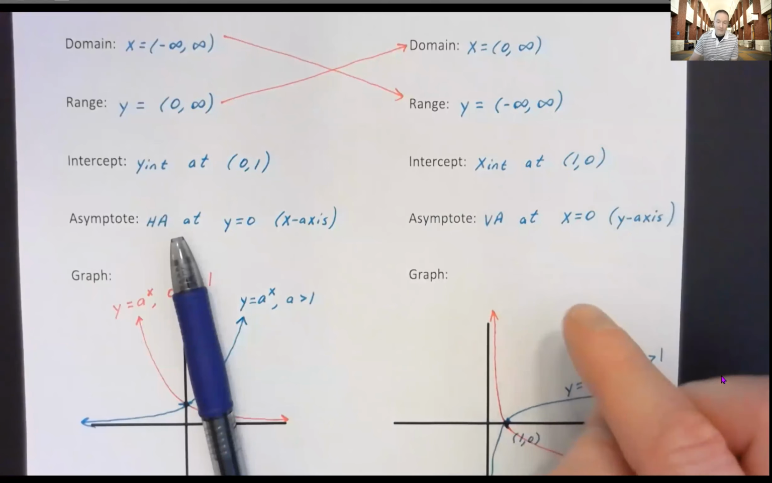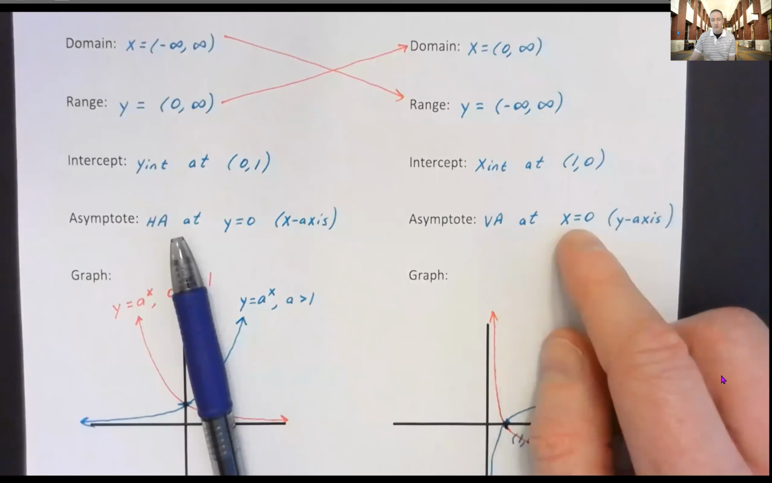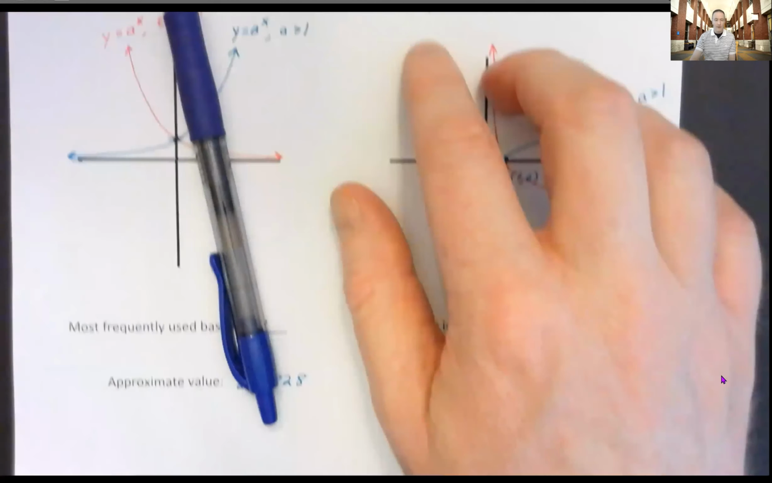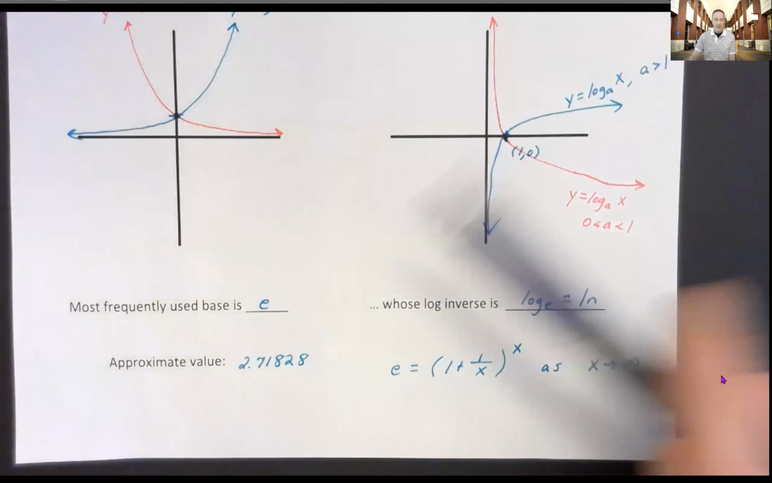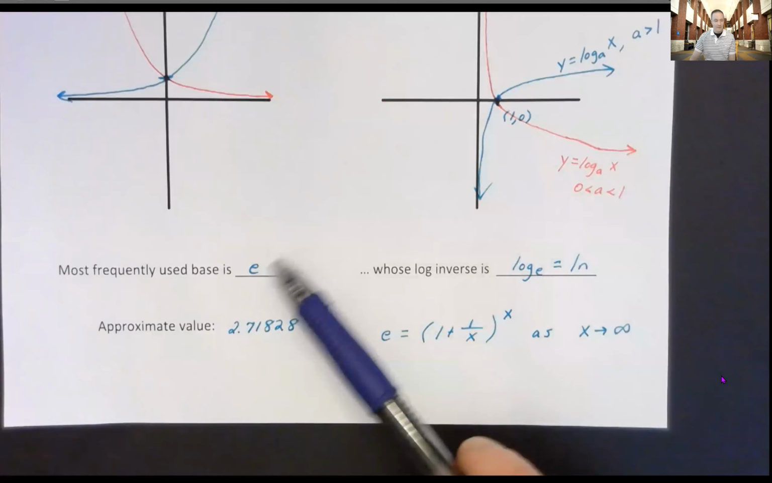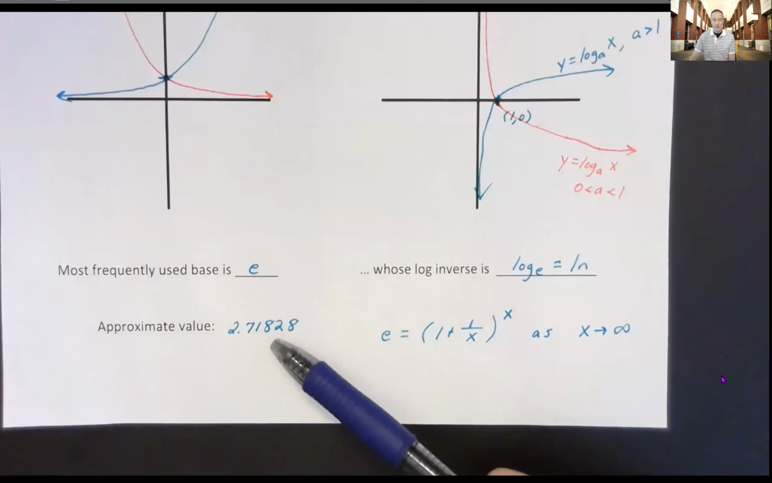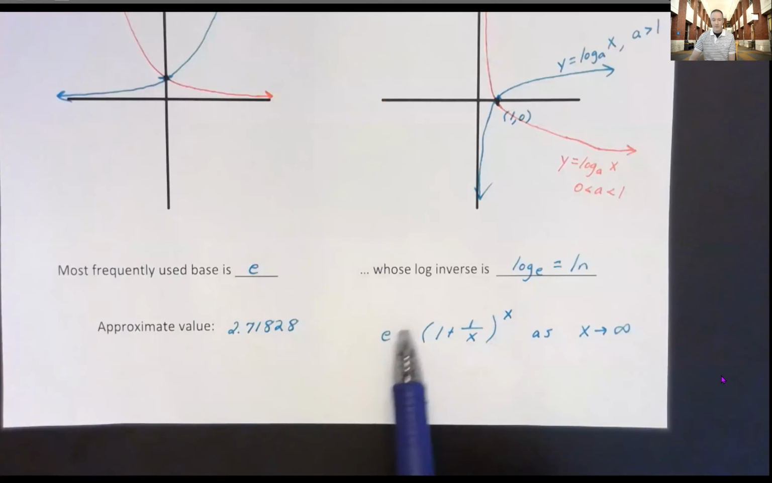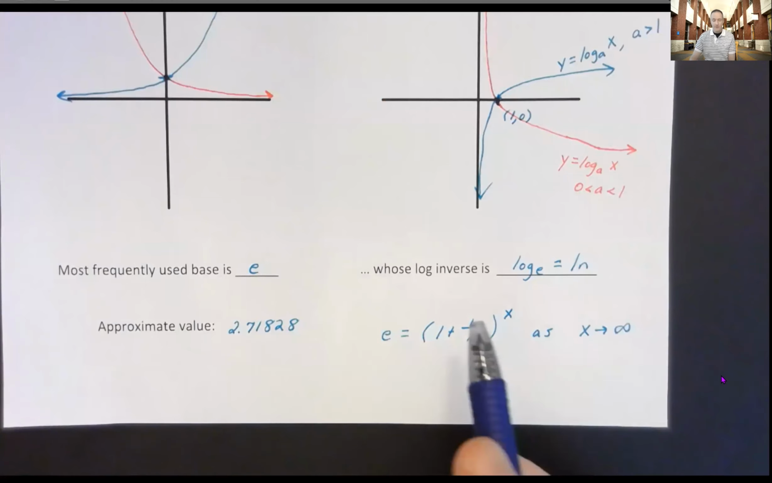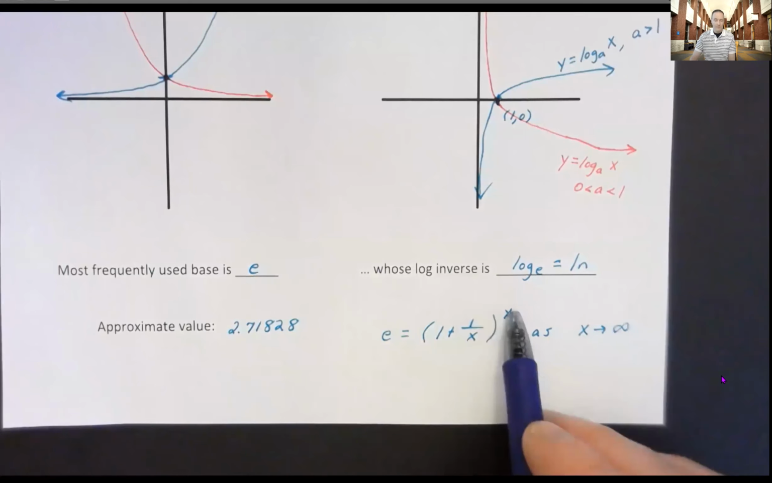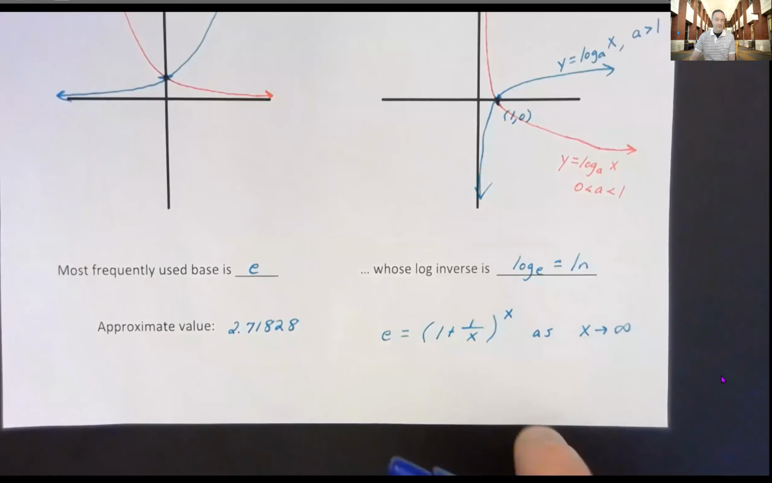Now, the vertical asymptote, again, unless it's being shifted, is always going to be your y-axis, just like the x-axis is always the horizontal asymptote for exponential functions. Now, the most popular exponential base is our exponential base e, which is approximately 2.71828. If you wanted to see where e comes from, I put it right here. The formula for e is just a limit. It's the limit as x approaches infinity of 1 plus 1 over x, raised to the x power. It's the impact of continuously compounding interest.